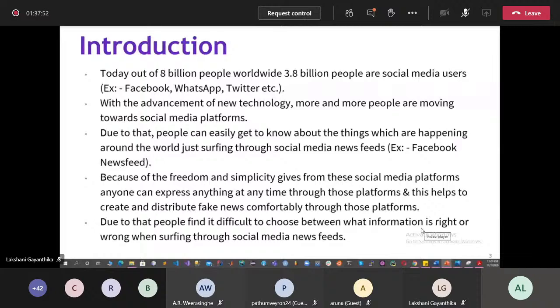Because of the freedom and simplicity given by those social media platforms, anyone can express anything at any time, and this helps to create and distribute fake news comfortably through those platforms. Due to that, people find it difficult to choose between what information is right or wrong when surfing through those social media news feeds.